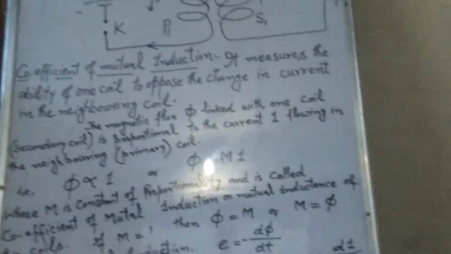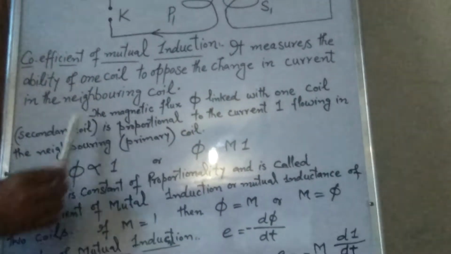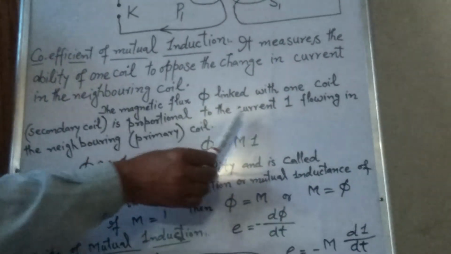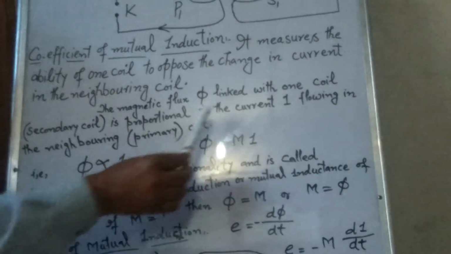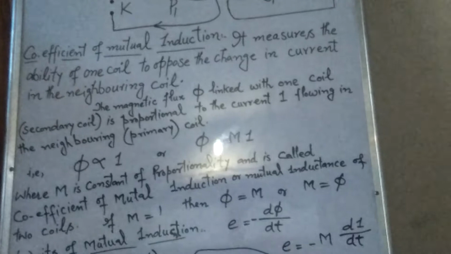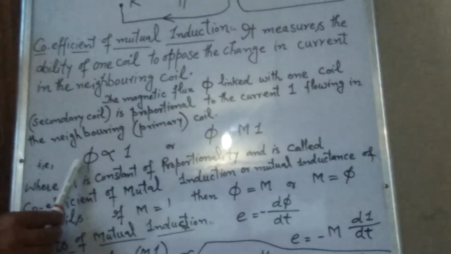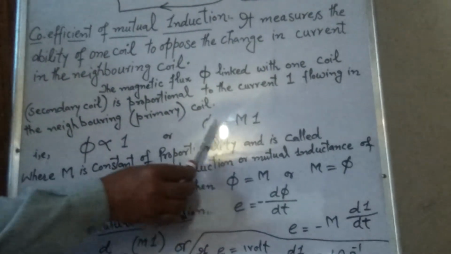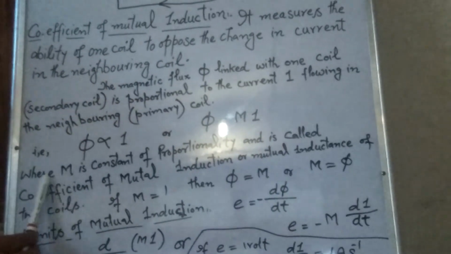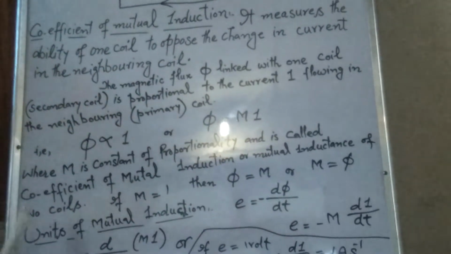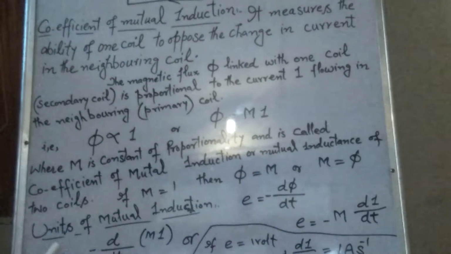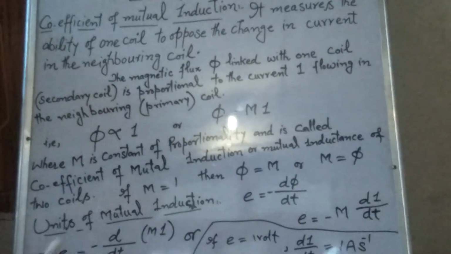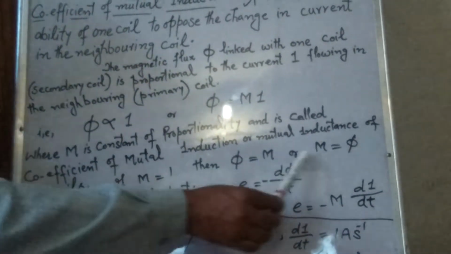The magnetic flux, which we represent by phi, linked with one coil, that is the secondary coil, is proportional to the current I flowing in the primary coil. That is, this magnetic flux phi is directly proportional to current I, or phi is equal to MI, where M is the constant of proportionality and is called the coefficient of mutual induction, or mutual inductance, of the two coils. If we take I as one unit, then phi will be equal to M, or M is equal to phi.